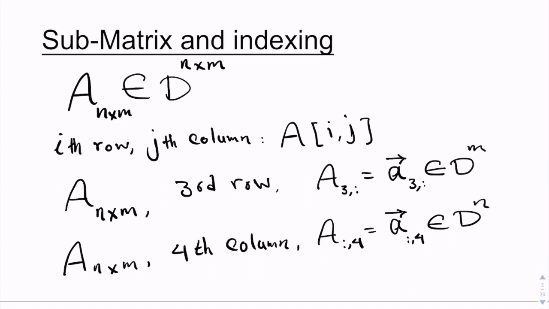So this is the way we are showing a row or column of a matrix. And a row or column of a matrix is a vector with a dimension. If you extract a row vector, the dimension is equal to the number of columns, and if you extract a column vector, the dimension is equal to the number of rows. So that's the way we are indexing a matrix and also a submatrix.